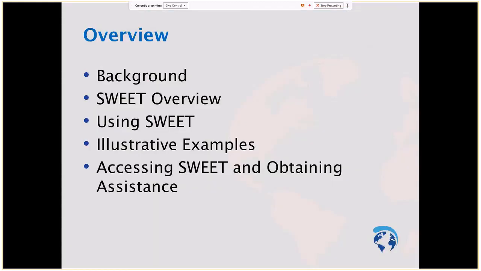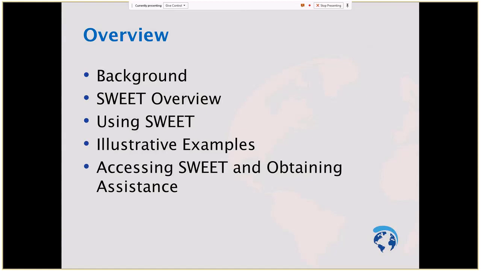This presentation is meant to be an introduction to the tool. It is not going to be a formal or rigorous tutorial or training on how to use the tool. Those opportunities will be available in the future, but for now we're going to focus on just introducing you to SWEET.